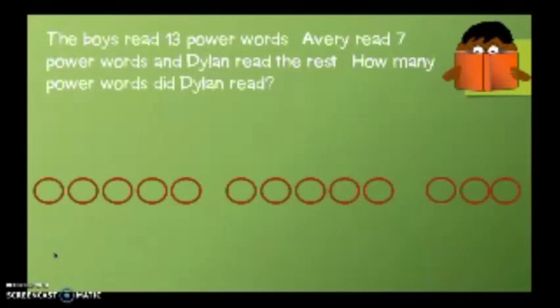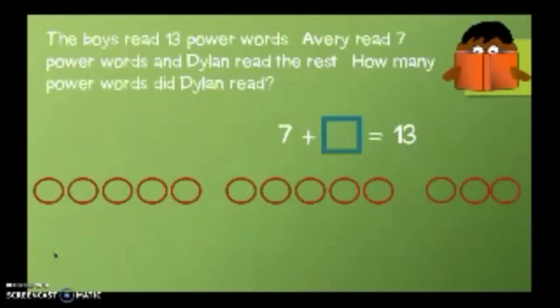Oh, Kristen, you are doing such a good job with those 5 groups. Feeling good. All right, then it said Avery read 7 power words. What did you do to show that Avery read 7 power words? Yeah, I figured out that Avery's was a part because I know 13 is the whole amount. So I wrote 7 plus something equals 13. What should I put? What should I draw in that empty space right there? That's right, an empty box, so I don't forget what I'm looking for. I'm looking for the other part of the power words that were read, or how many Dylan read.